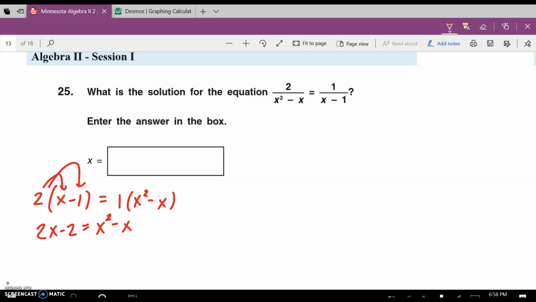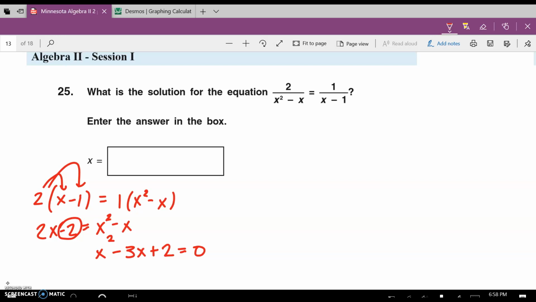So since I have an x squared, that means that this is going to be a quadratic. So since it's a quadratic, you have to get everything on one side. So it's going to be x squared, because I only have one x squared. Then I have this 2x, so I'm going to subtract it to the other side. So negative 1 minus 2x is going to be negative 3x. And then I just have this minus 2. I'm going to move it to the other side, which would be a plus 2.